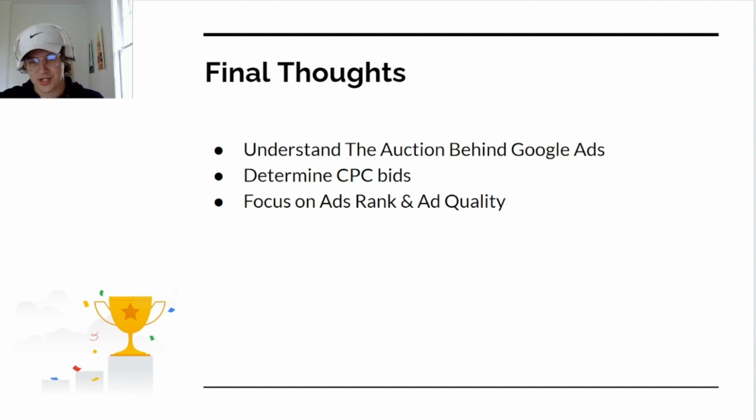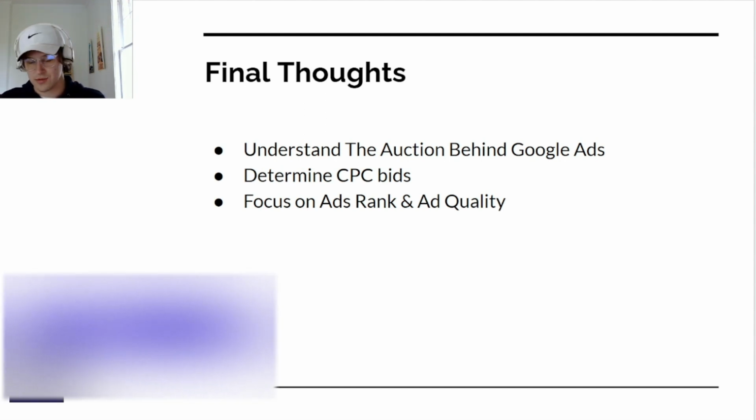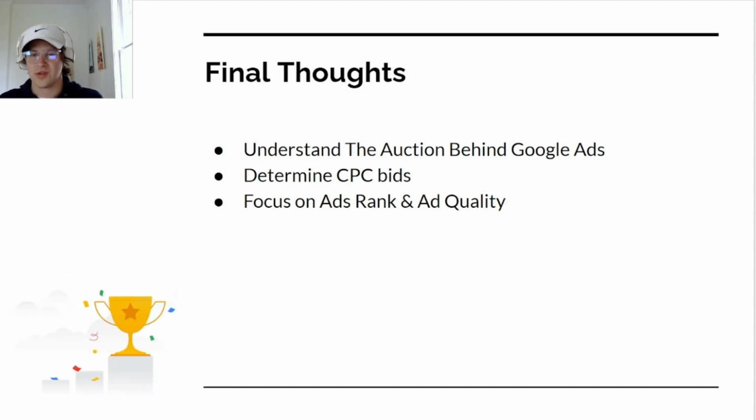I wanted to touch a little bit just on part 1 of this course, right? Understand the auction behind Google Ads. The better you can understand how it works, the better you can figure out what is wrong, what is working, and how to make adjustments to your ads and to your bids, right? It's really vital to understand the ecosystem so you can have scalable ads.